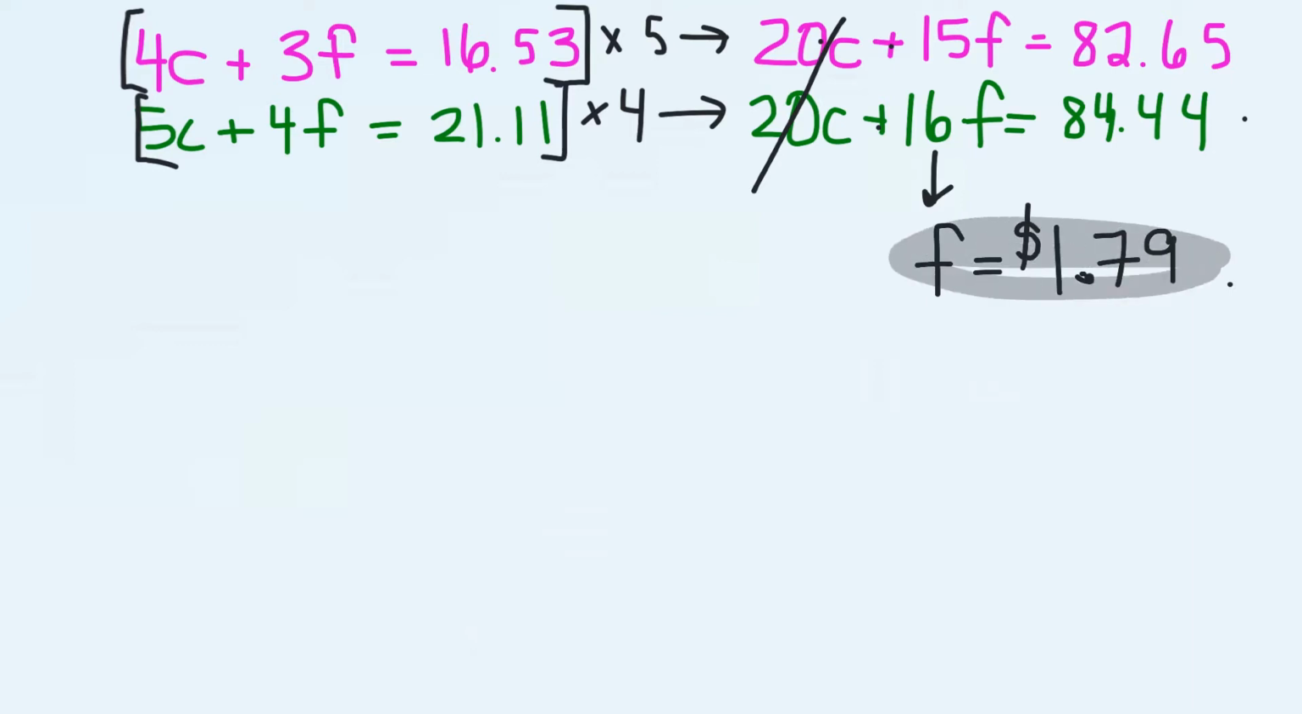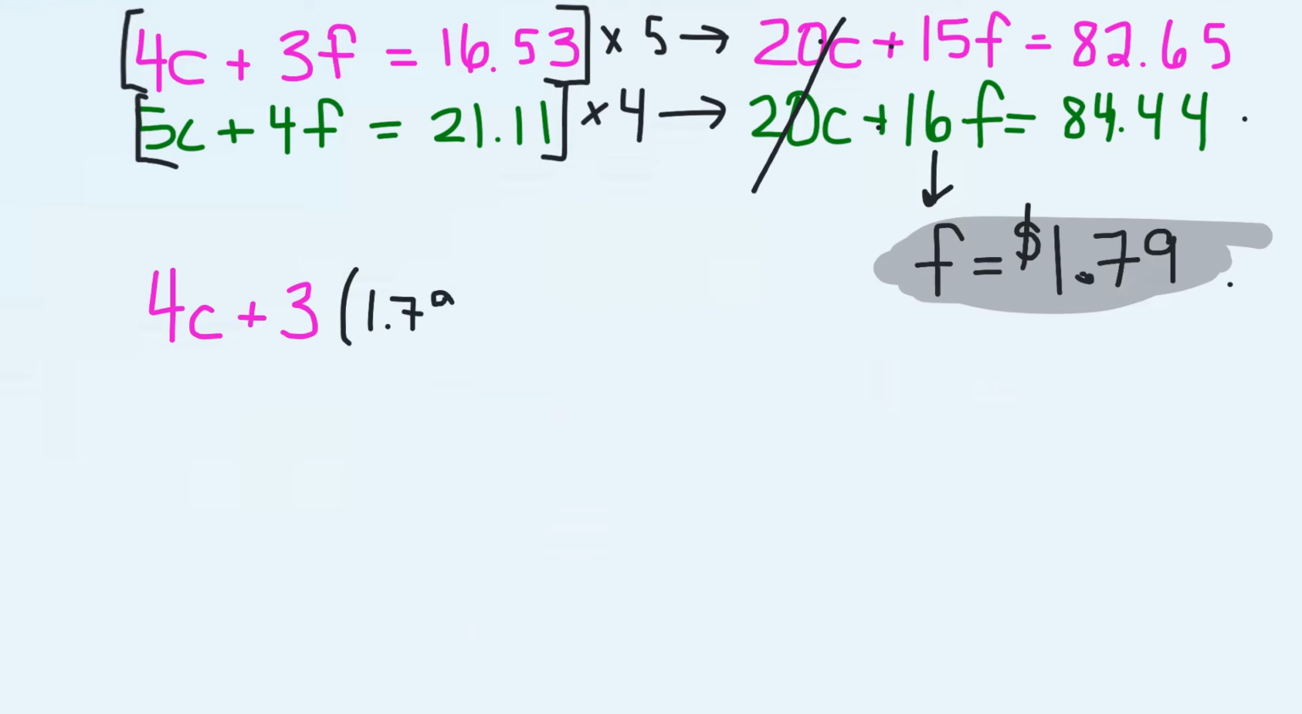So now we want to figure out the cost of a burger. To do that, we're going to go back to one of the equations. We may as well pick the first one I did up here, 4C plus 3F. Except this time, now that we know the cost of the French fries, I'm going to replace F with that number value, 1.79. And we know that equals 16.53. Now we have an equation with one variable, and we can solve for C. We can start by multiplying 3 times 1.79. That is 5.37.